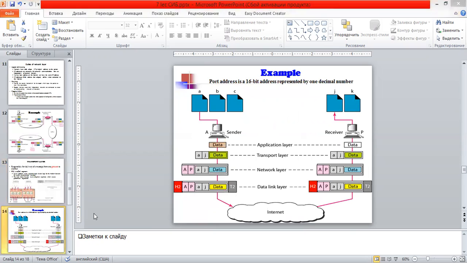And also we have an example of transport layer. Port address is a 16-bit address represented by one decimal number. Two personal computers, A and B, communicating via the internet. The sending PC is running three processes at this time with port addresses A, B, and C. Look at the image, please. The receiving PC is running two processes.